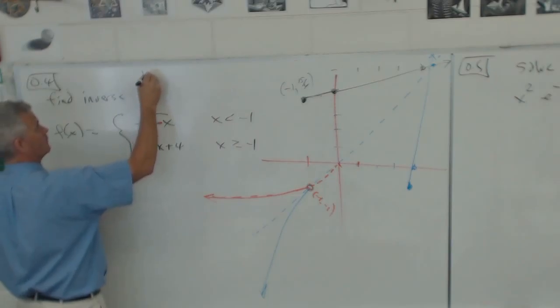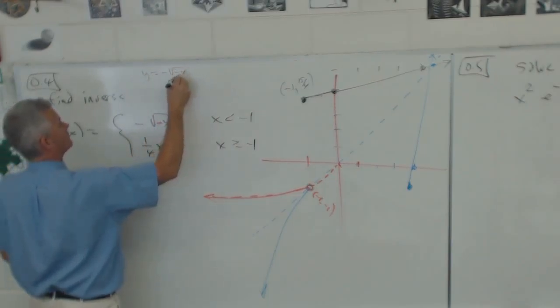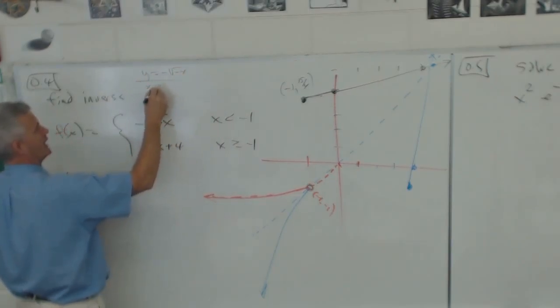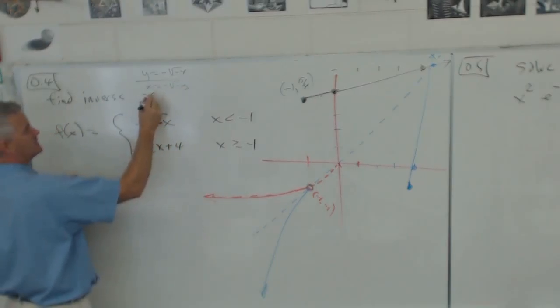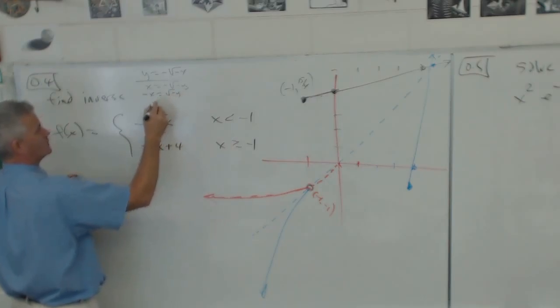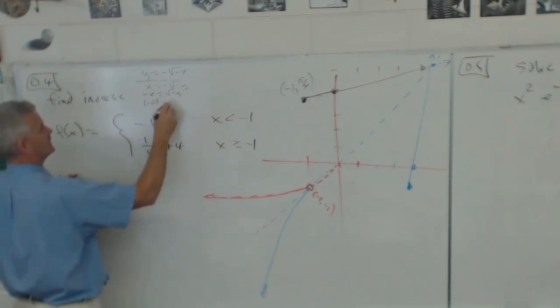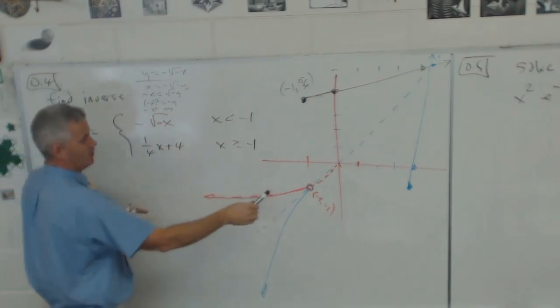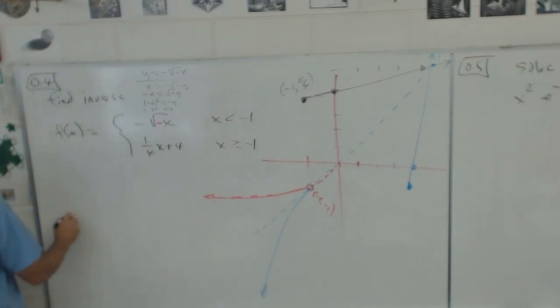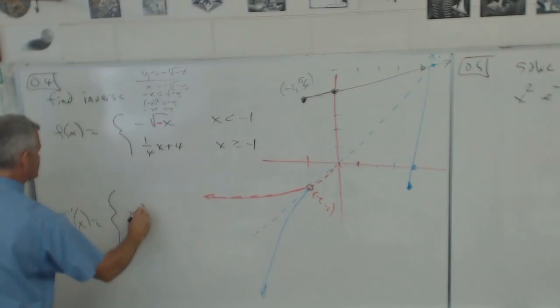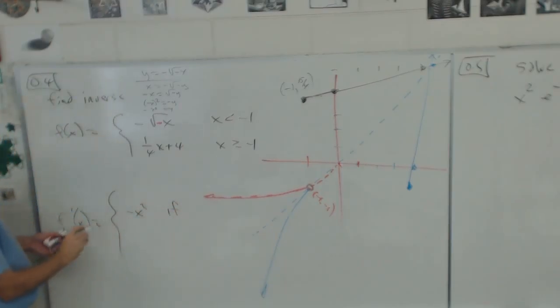Okay, this first one, we had y is the opposite of the square root of -x. We draw a line and we get x is the opposite of the square root of -y. We multiply both sides by -1. We square both sides. So y is the opposite of x squared. Notice this is the opposite of x squared. You see it? So f inverse of x is the opposite of x squared if such and such is true.